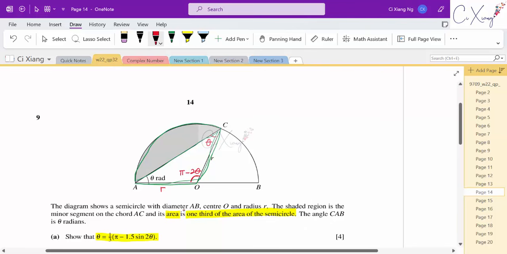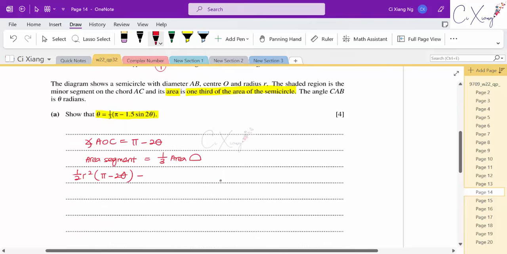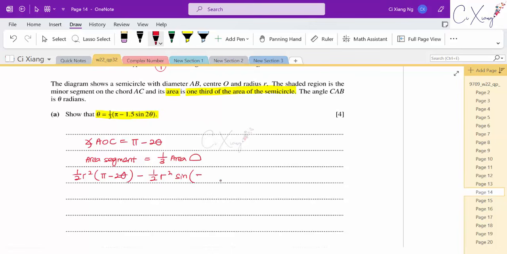For the triangle area, I'm using half AB sine C. We use both lengths, the radius, half AB, and then sine of the angle here. So we'll have half AB, which is r squared, and then sine C, where the angle is pi minus 2 theta, equals one over 3 the area of the semicircle. For a circle, the area is pi r squared. The semicircle will be half pi r squared.